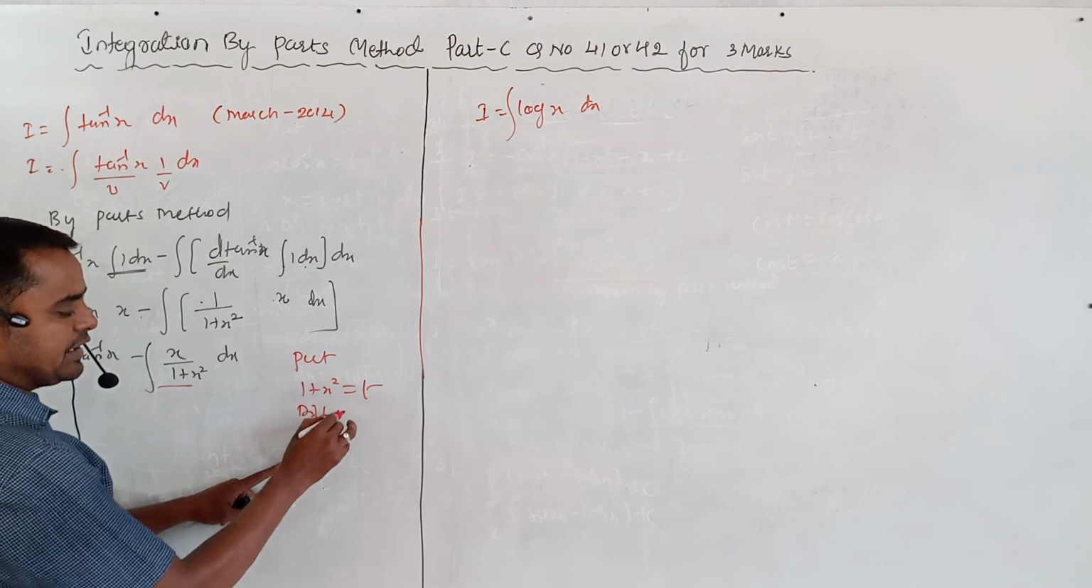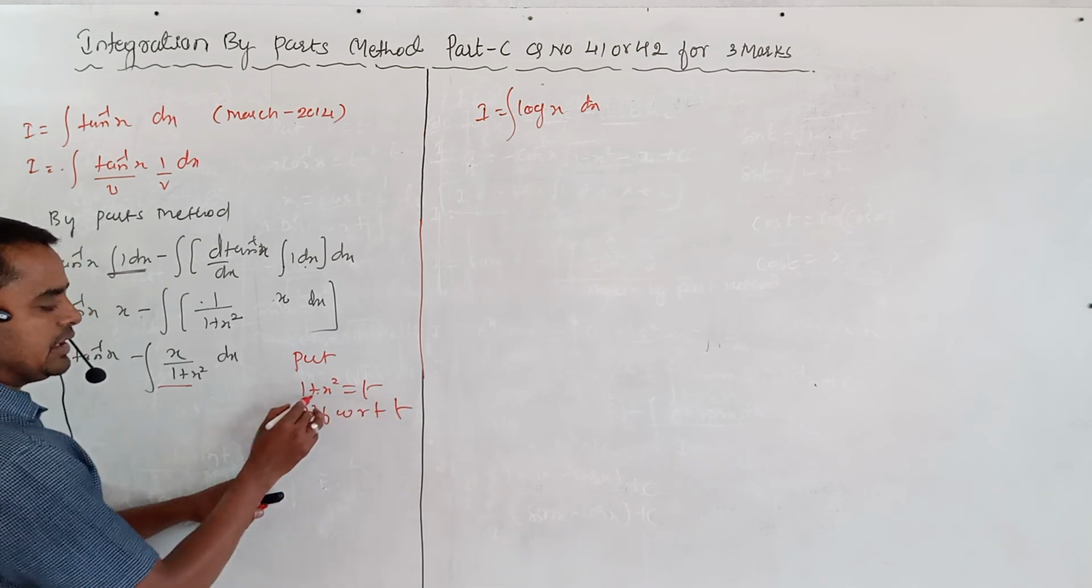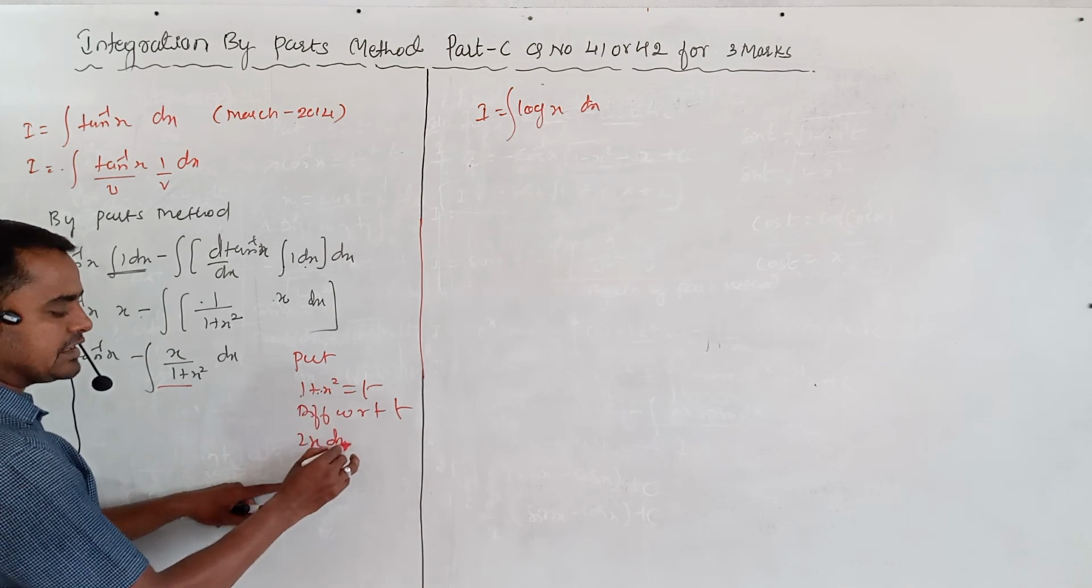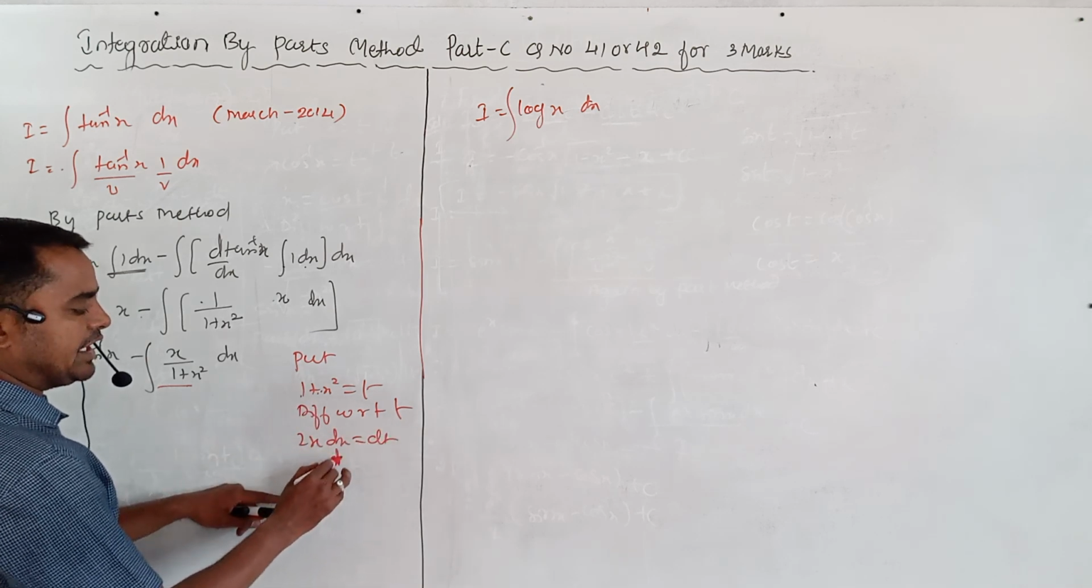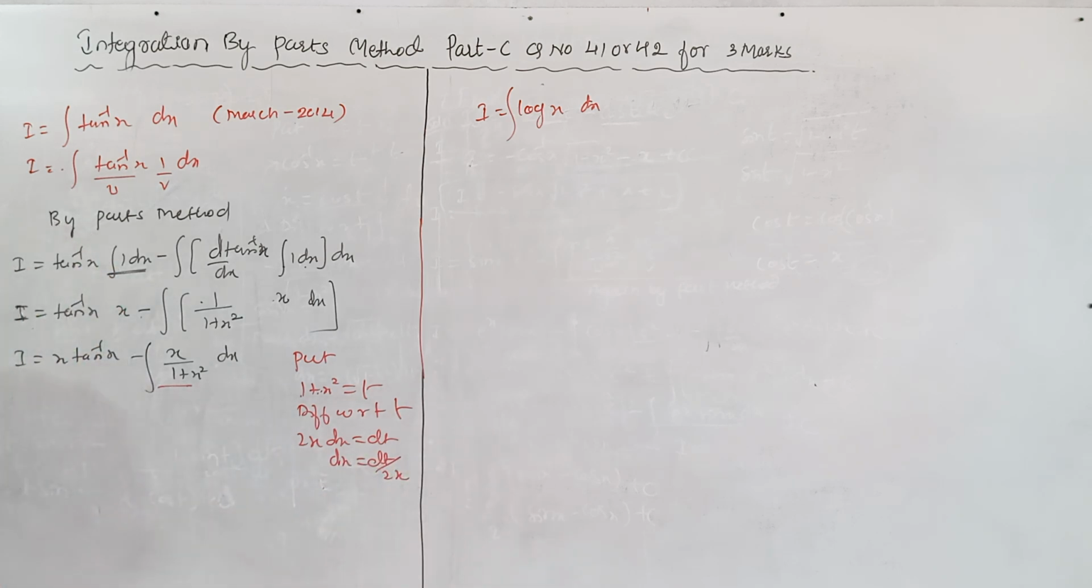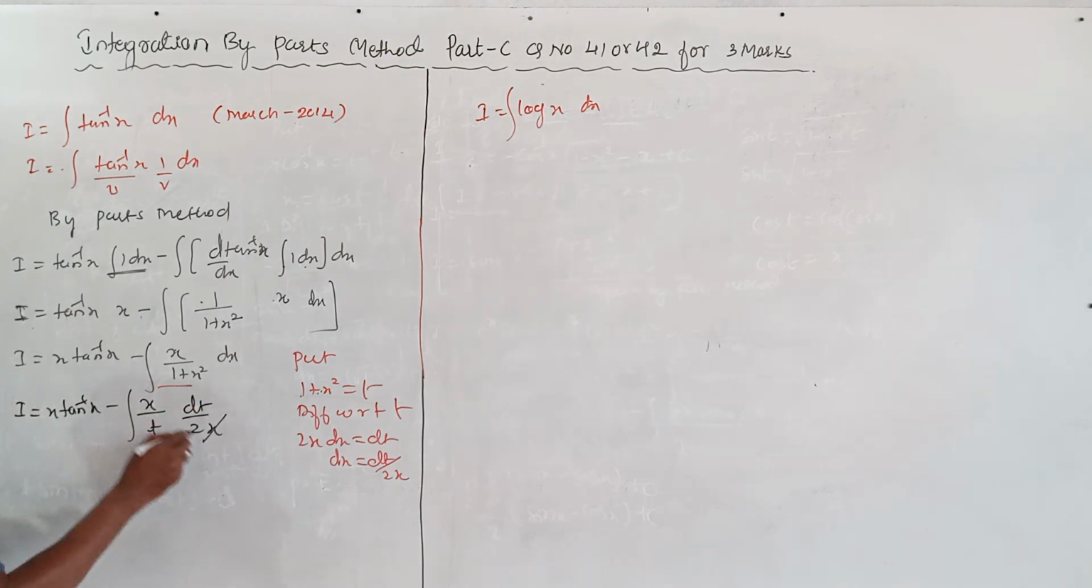Differentiate with respect to t. Derivative of 1 is what? 0. Derivative of x square is what? 2x dx is equal to dt. Now dx is equal to dt by 2x. Then I is equal to x tan inverse x minus this x as it is divided by t. dx means what? dt by 2x. This x gets cancelled. Yes.